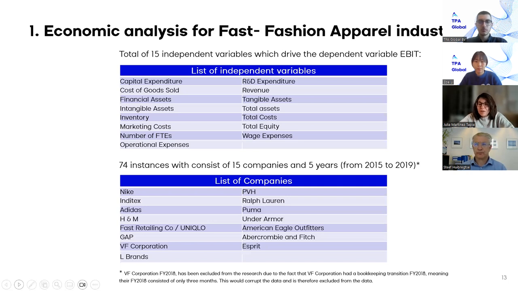Okay, that's the second model. The scope was 5 years, 2015 to 2019. And these were the 15 companies we selected. You can see here Inditex, Adidas, H&M, Nike, Ralph Lauren. So we thought that these 15 entities have enough market share to be considered representative for this fast fashion apparel industry.